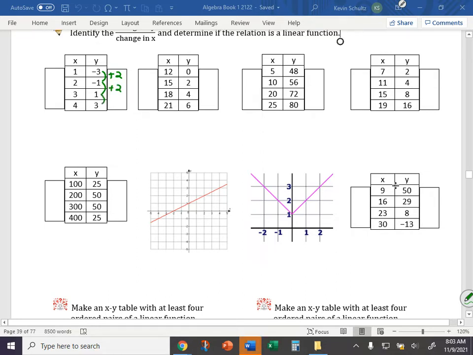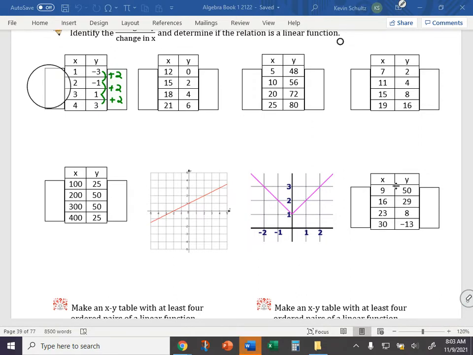Okay? And then finally, look at from 1 to 3. What's the change from 1 to 3? +2. Right? So with our y values, anyway, we've got a constant change. +2, +2, +2.